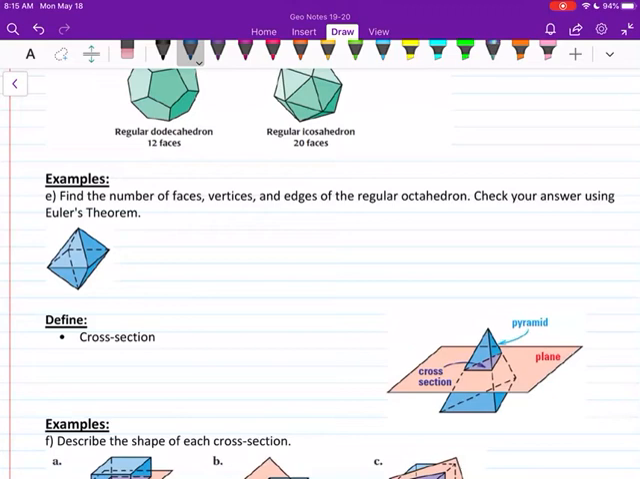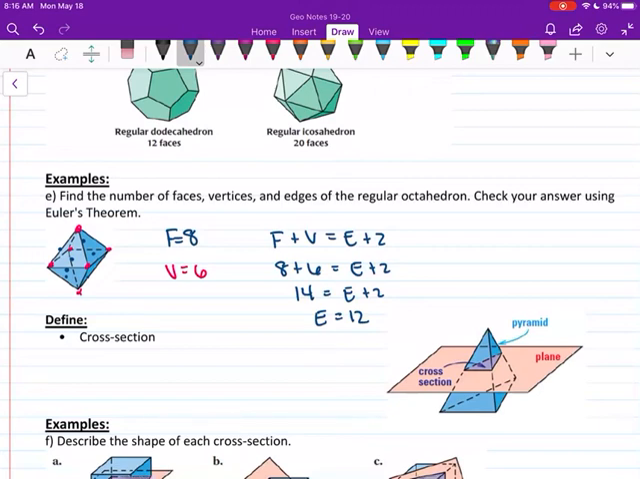Okay, so if we look at this by counting, we see that we have 8 faces. So 1, 2, 3, 4, and then 1, 2, 3, 4 on the bottom. So 8 faces. And then if we wanted to count the vertices, we have 1 and then 4 in the middle and then another one at the bottom. So our vertices is going to equal 6. And so then if I wanted to find the number of edges, my formula tells me faces plus vertices equal edges plus 2. So 8 plus 6 equals E plus 2, so 14 equals edges plus 2, so my edges is going to be 12. Okay, and then let's count our edges. 1, 2, 3, 4, and then 1, 2, 3, 4, and then there's 4 in the middle. Yep, so edges equals 12.